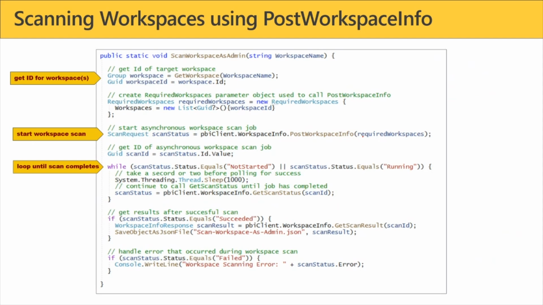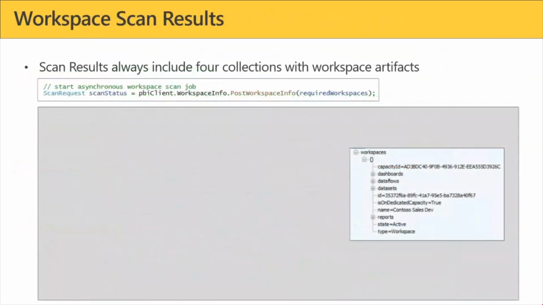But the idea is that after we fall out of that loop, we can take our result and do what we want with it. And also note that if scan status equals failed, scan status has an .error that you can use, which is going to allow you to pick up the error information. Note that if you include a workspace ID that does not exist, it doesn't fail. It just gives you back one of the workspaces with a message inside of it saying this workspace does not exist.